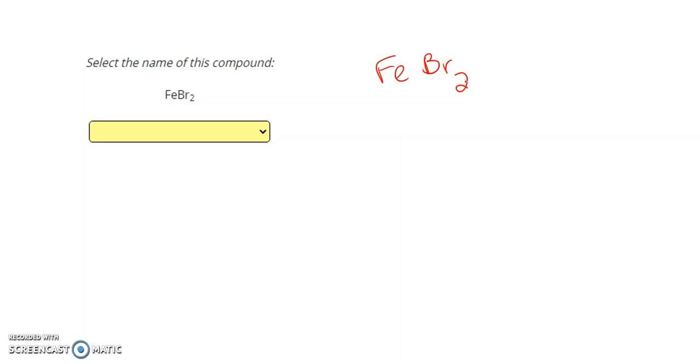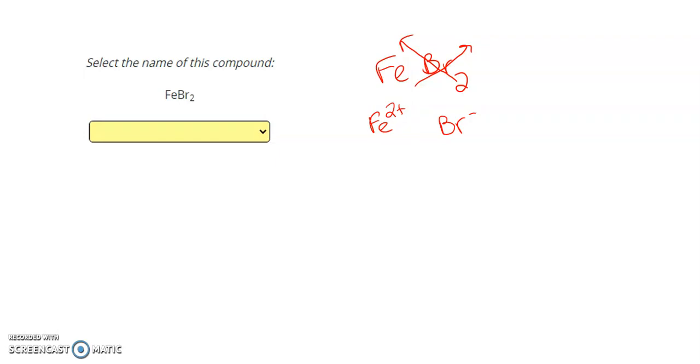Well, we can kind of reverse swap, drop, ignore. The charge on bromide is always going to be -1. And you can see here there was no number added to Fe. But look, there was a 2 added to bromide. That tells us that Fe was 2+. So this is iron with a 2+ charge.